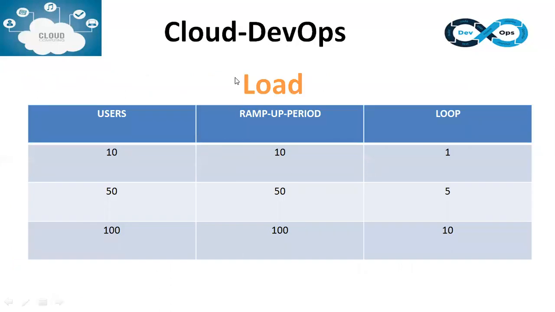So if you want to increase the load, you can do it like this. First give 10 users, give the ramp up period 10 and one loop count. In the second iteration, you can increase the load like 50, 55. The third iteration, 100, 100, 10. In this way, you can increase the load and compare the results and see how your application is responding.